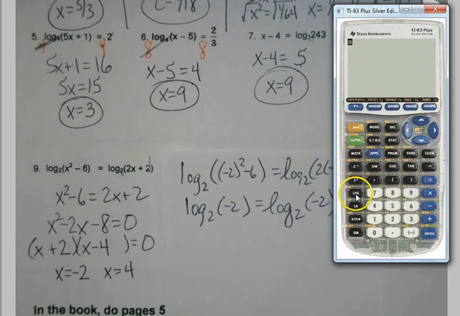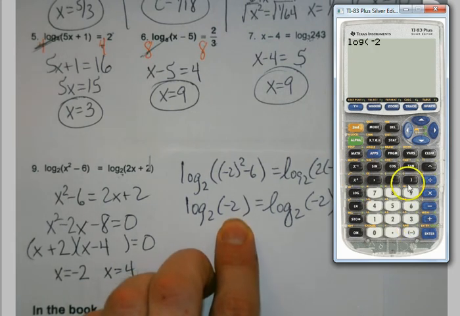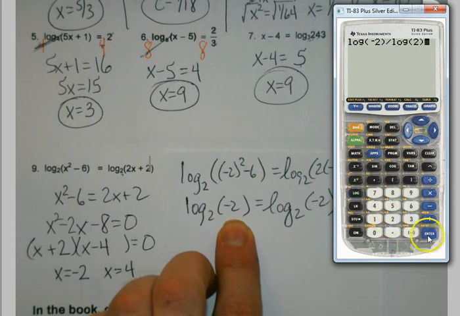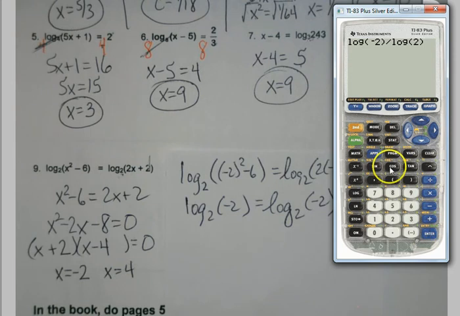But even if I didn't do it that way and I wanted to check, I could do log divided by log. Uh-oh. Error, non-real answer. Wait a minute. Let's go to this. Why is this doing this? Let me show you why this is doing this. See, I don't do these things by chance.